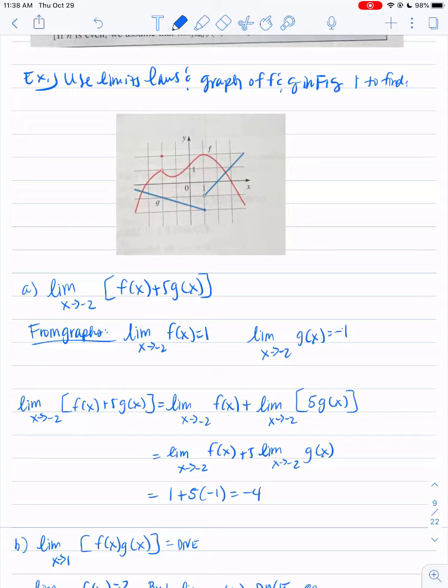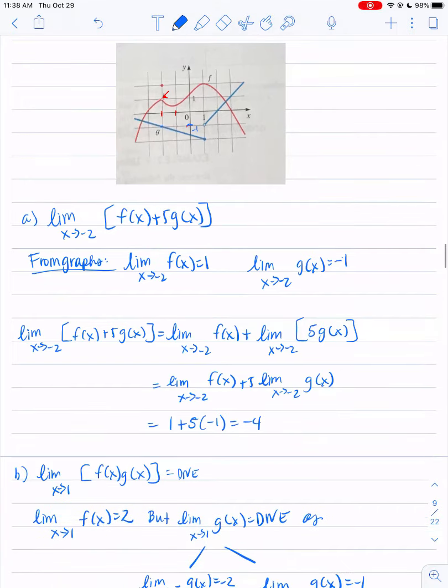So we have our f is the red. So let me go ahead and do the red. So I have 1 and this is 2. So our limit there is this point, so it's 1. And the limit as x approaches negative 2 of g of x, I change to blue, is here. Then it's negative 1.